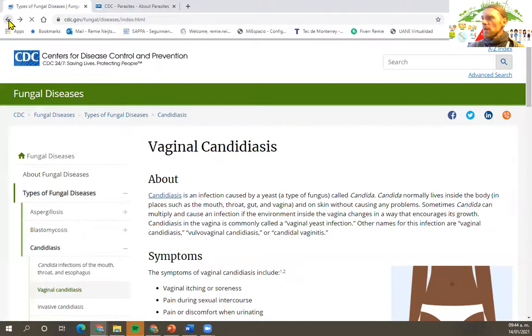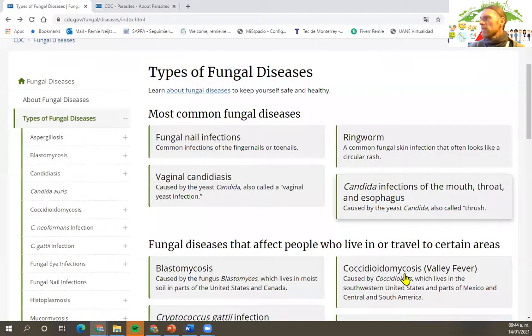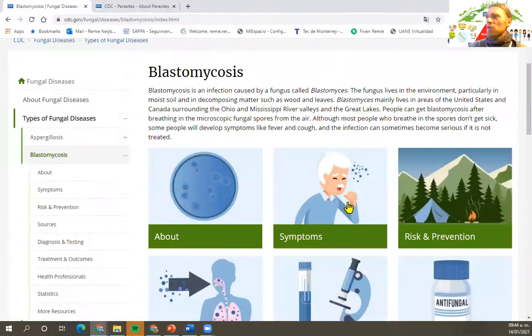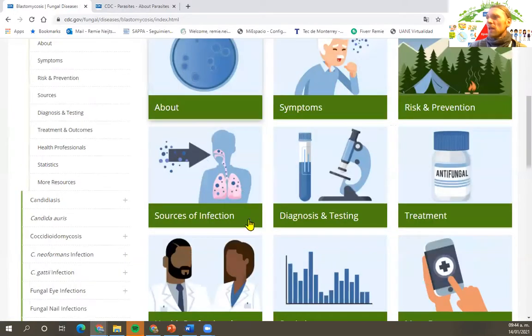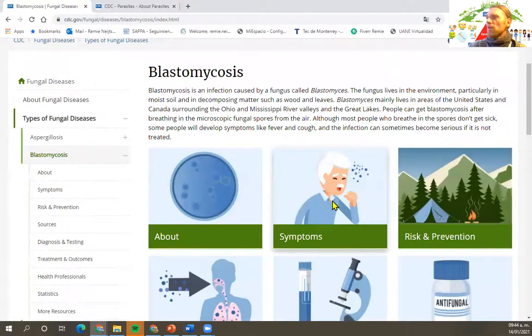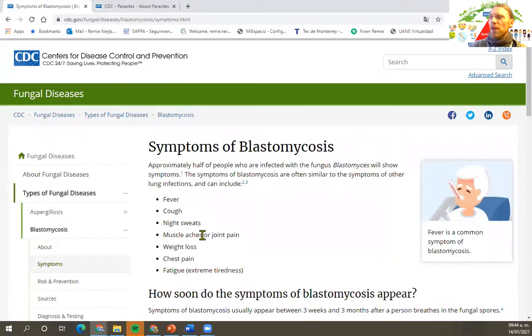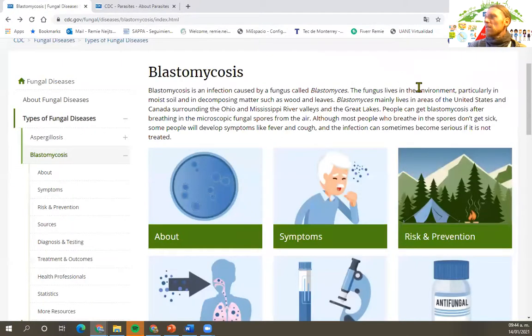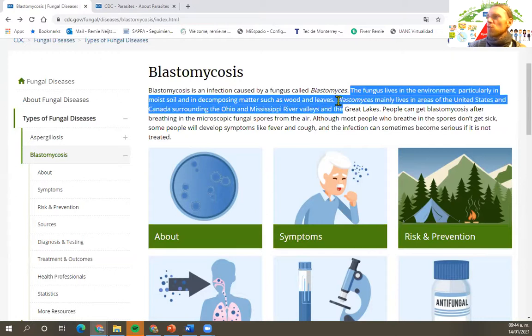Okay, what else do we have is blastomycosis. Blastomycosis is another fungal disease that is a little bit more important because it's a little bit more dangerous. It goes inside you through respiration, and it causes some horrible symptoms like fever, cough, night sweats. It's very often confused with influenza, but it's not. And blastomycosis, you find that very often in nature, in moist soil and decomposing matter such as wood and leaves.